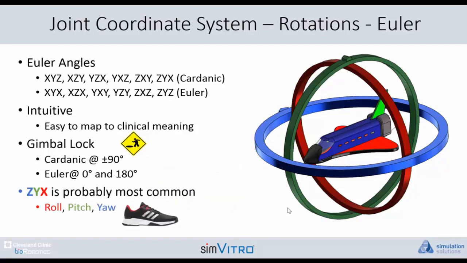The most common form of these rotations is roll pitch yaw. Really, it's a ZYX. It's kind of a back order. And we're going to call that the tennis shoe of coordinate systems. It's used in lots of locations. It's very easy, and it's applicable in many environments.